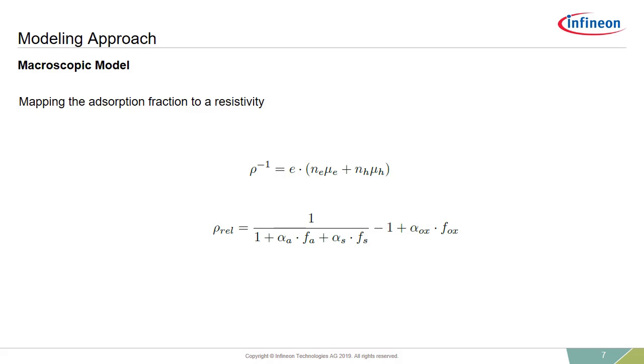So the microscopic model simulates the occupancy status of the sensor surface. This then, of course, has to be translated to an electrical signal, which is a relative resistivity in this case, by using the so-called macroscopic model.